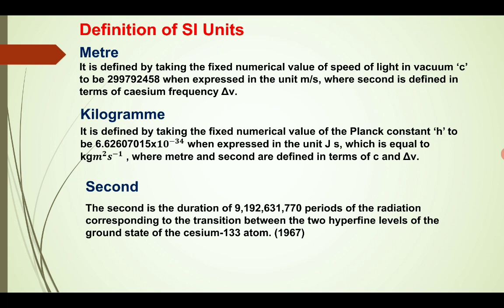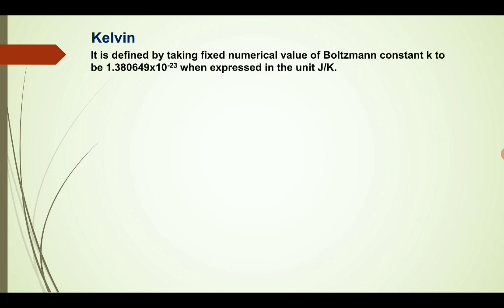Our next SI unit is Kelvin, which is used for measurement of temperature. The Kelvin is defined by taking the fixed numerical value of the Boltzmann constant k to be 1.380649 × 10^-23 when expressed in terms of joule per Kelvin. This unit has also been changed earlier.